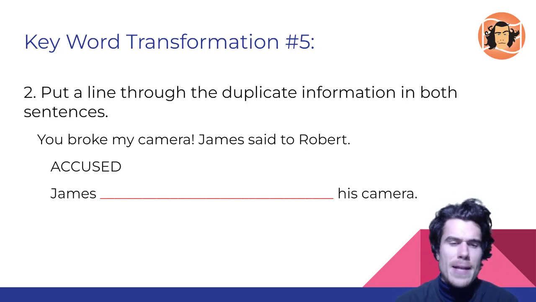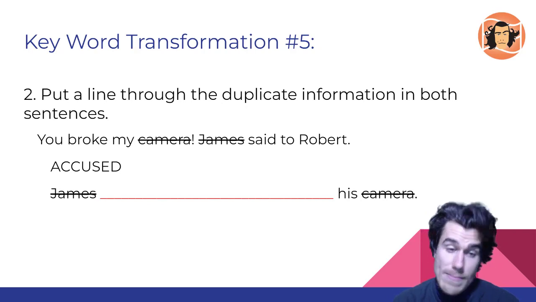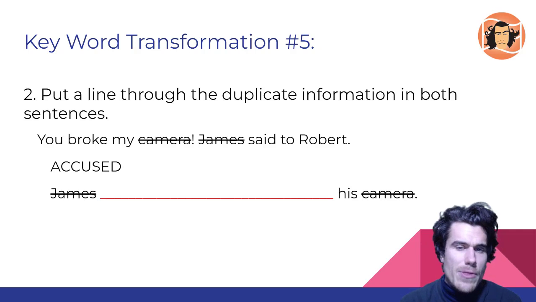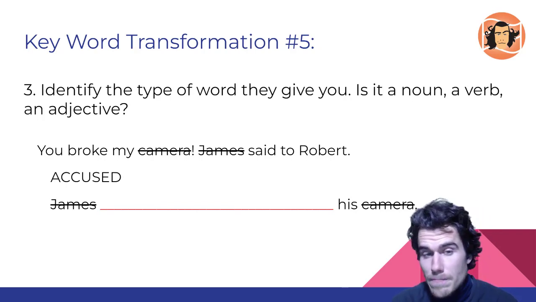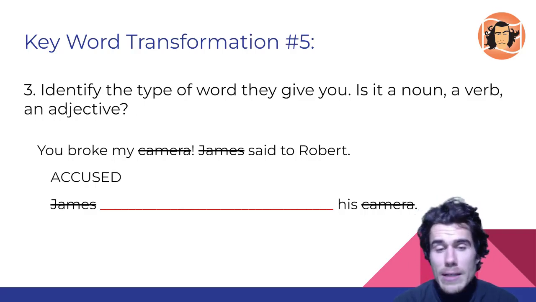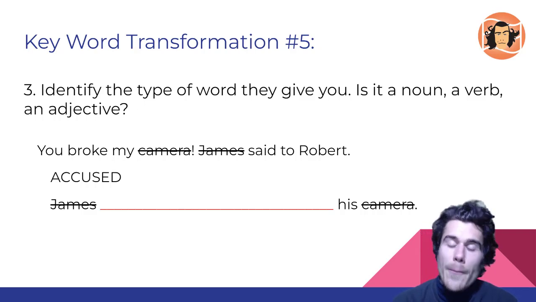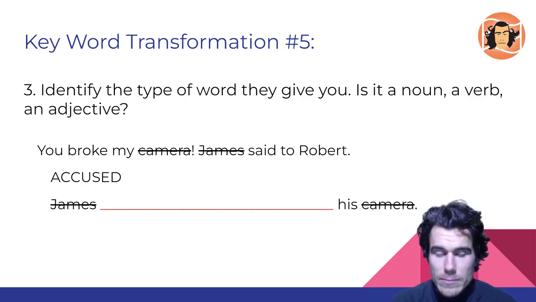Okay, so hopefully you've done that. And I put a line through camera and James. Let's move on to step 3. Identify the type of word they give you. Accused. Is it a noun, verb, an adjective, something different? If you haven't done so already, write down this question and write next to the word accused what type of word you think it is. And when you're ready, press play on the video and you'll see what I wrote down.